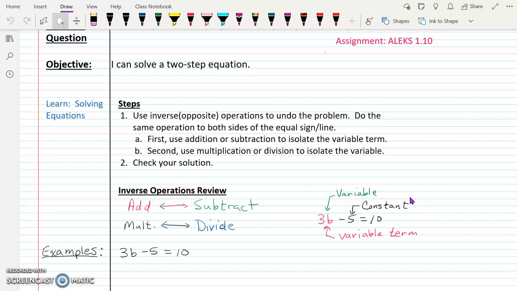So when we use inverse operations, we're going to first use addition or subtraction to isolate the variable term. And then second, we'll use multiplication or division to isolate the variable. And then last, we'll check our solution.